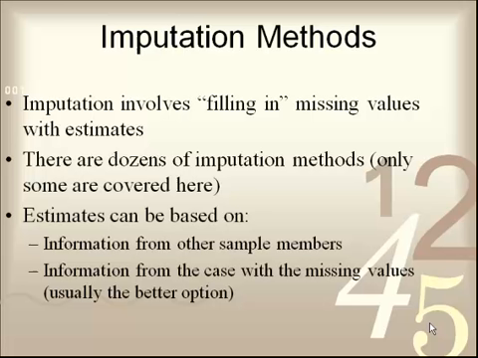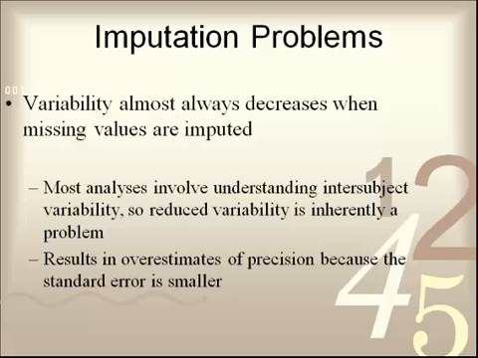These estimates that we're putting in can be based on either information from other people in our samples or information from that person on other information they filled in, which typically is the best option because we're using information from that individual as opposed to making guesses from other people that we have used. The variability will almost always decrease when you impute a value for something that's missing, because there's not a lot of variation when you're putting in a number that's based on another number.